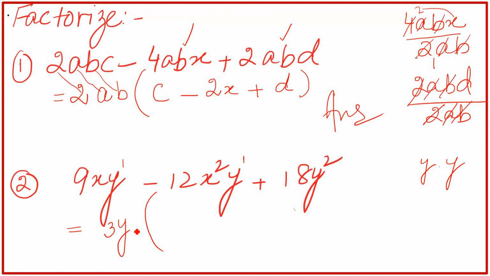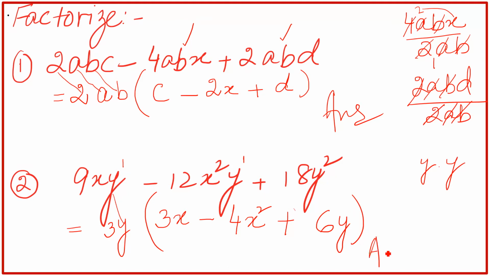So what is remaining here now? 3 times 3 is 9 and x. We cannot write down y here because y is a common. Then is the minus sign. 3 times 4 is 12 and then write down x square. We cannot write down y here because y we have taken as a common. And then is the positive sign. 3 times 6 is 18. Here we will write down 1y because 1y is common, still 1y is remaining here. So this is the answer.